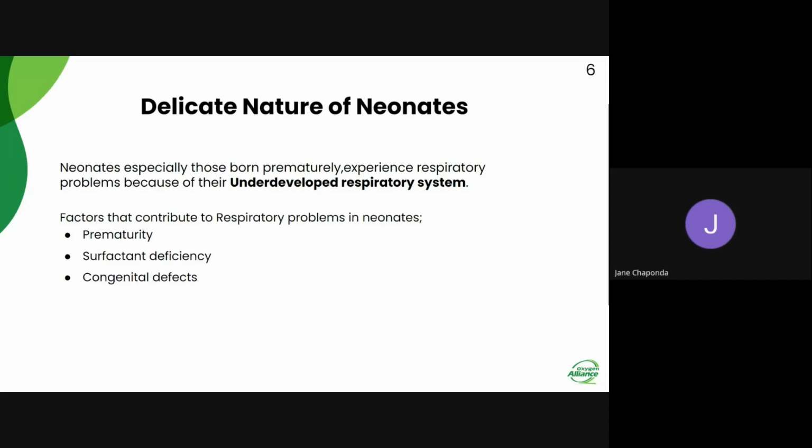Lastly, another factor that contributes to these respiratory problems is congenital defects. So these are abnormalities that are present at birth, such as congenital heart disease. These defects can affect the functionality of the lungs or the heart, causing impaired gas exchange and oxygen delivery to the tissues.